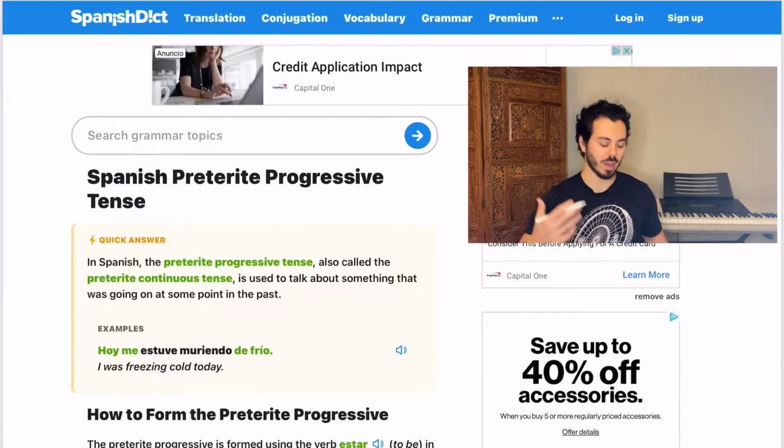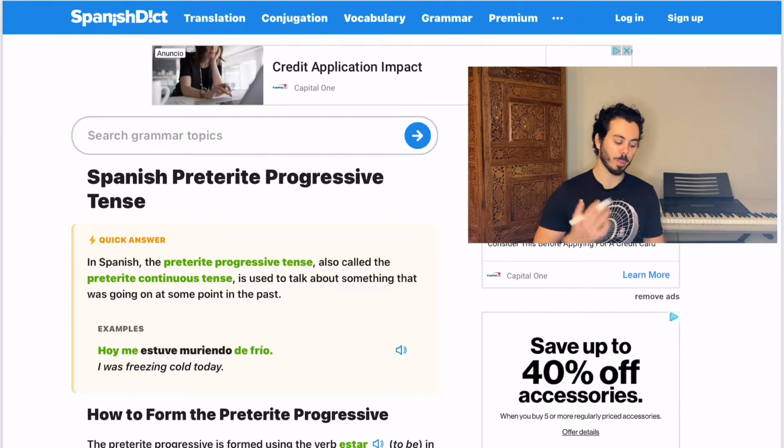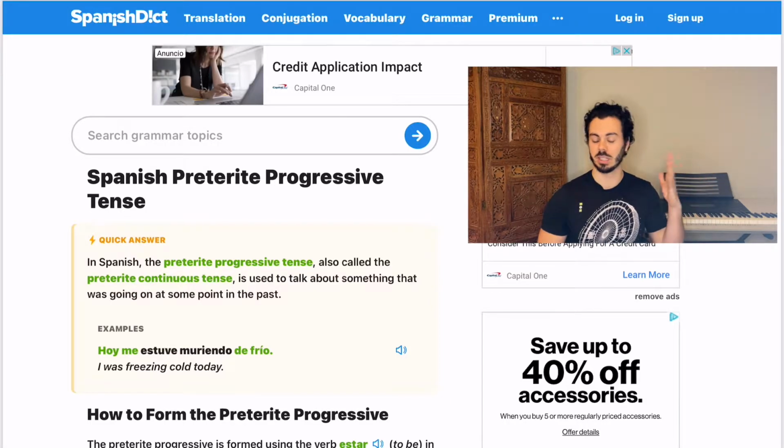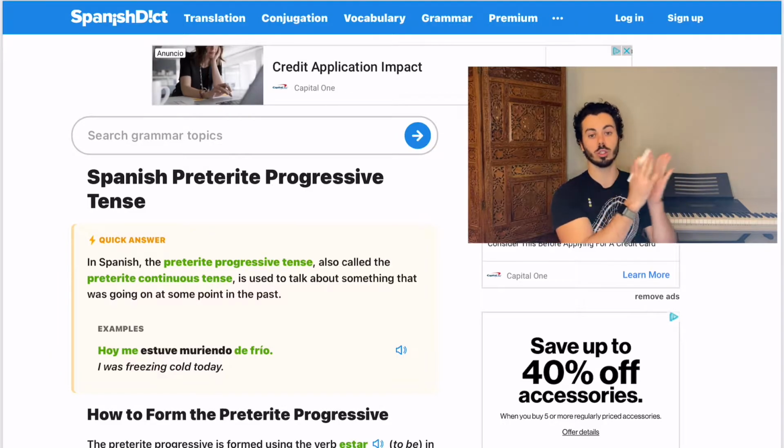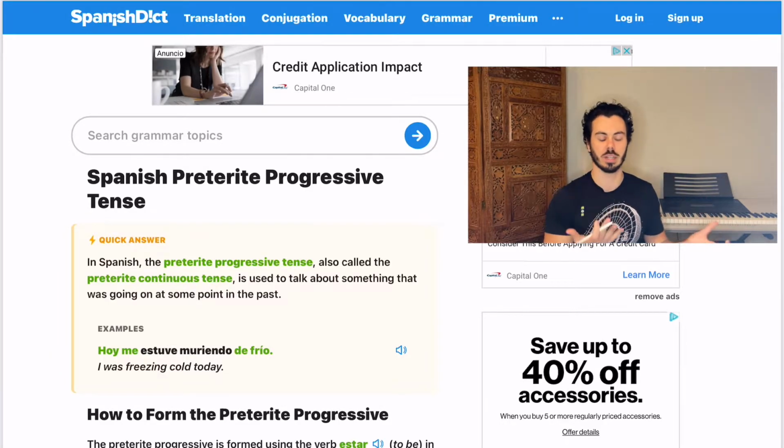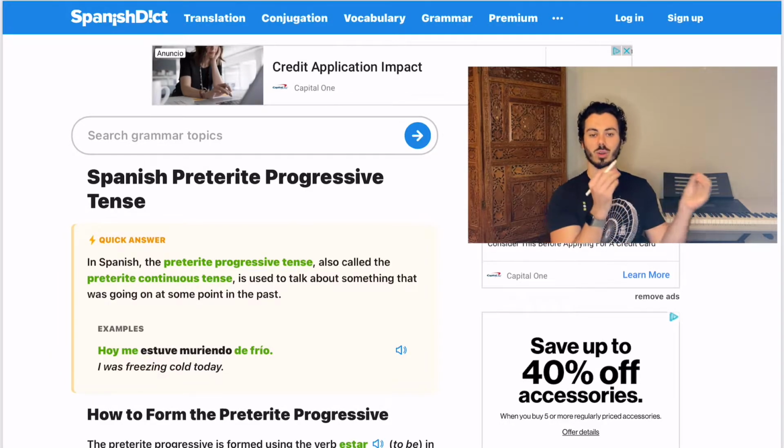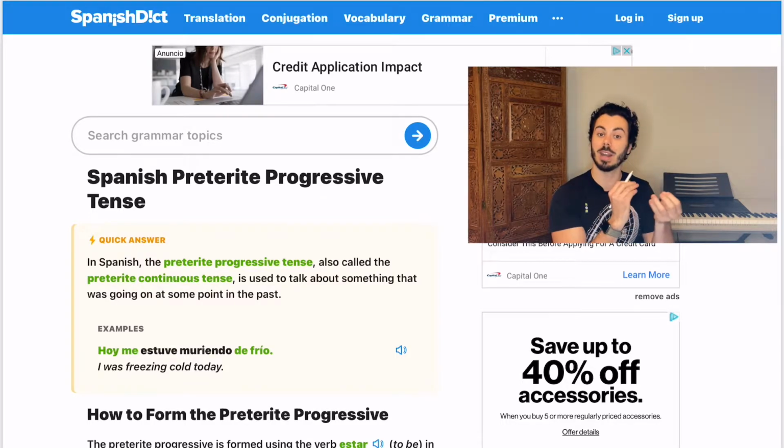Hey everyone, so now we're at the Spanish Preterite Progressive tense. The tenses are slowly getting longer. So far we've done the preterite, like the simple past, we did the imperfect. Those two are usually together. I mean, if you've studied in high school or college, you've seen little quizzes like, do you use imperfect or preterite? But now you know.